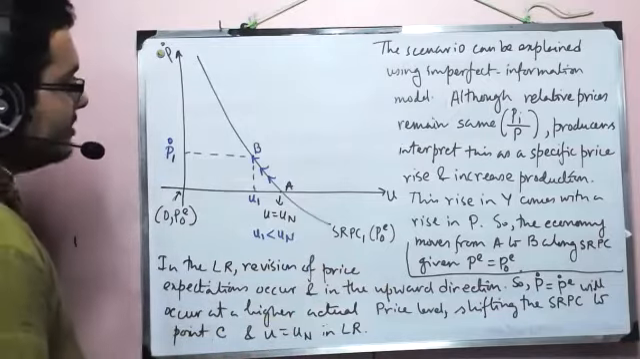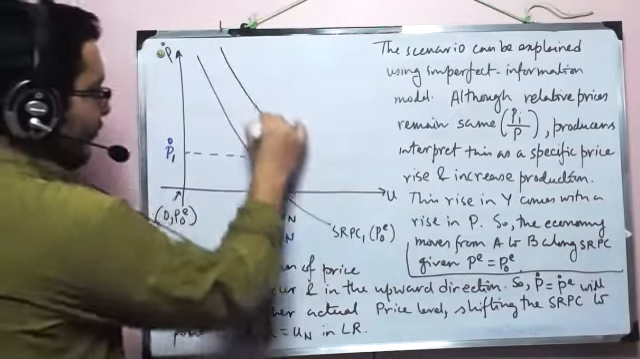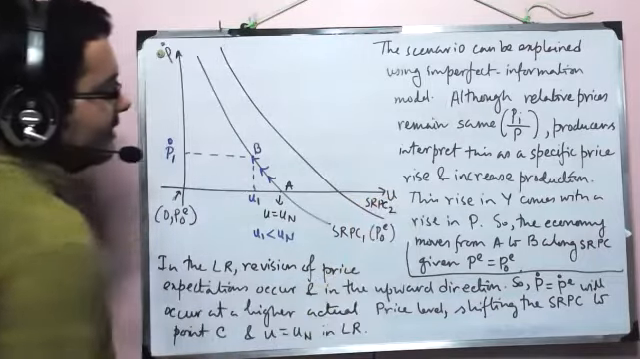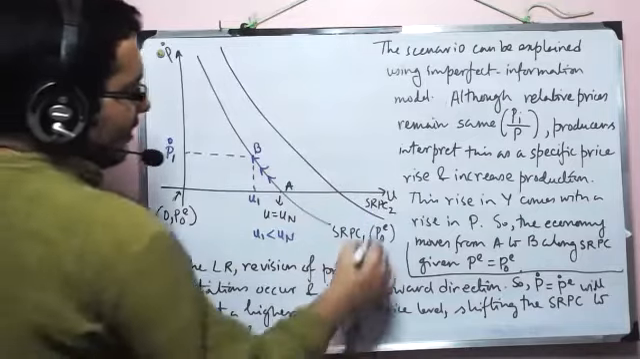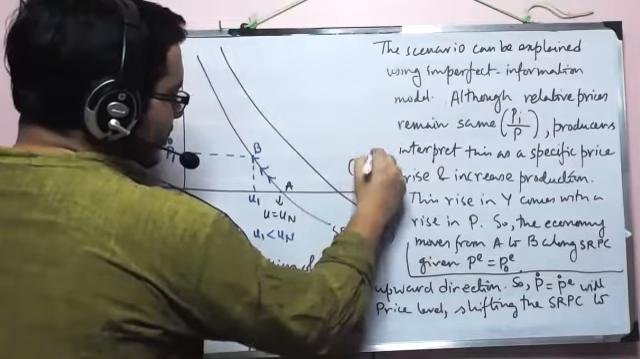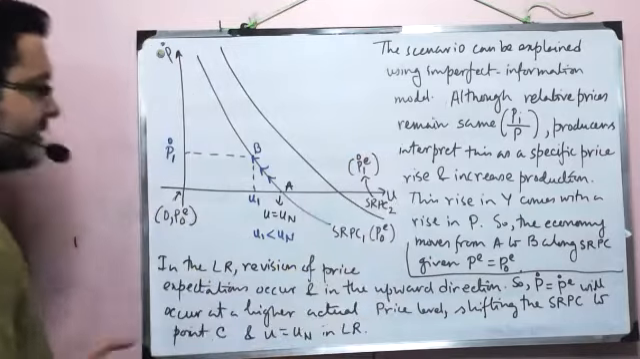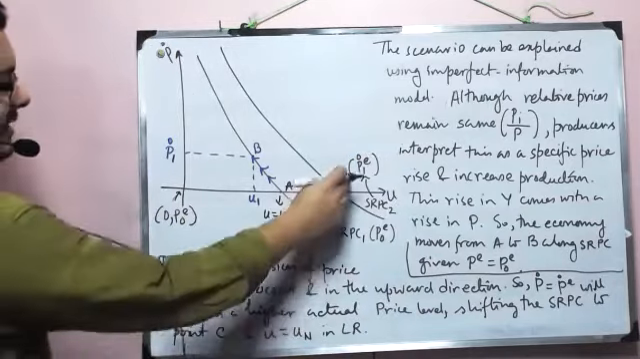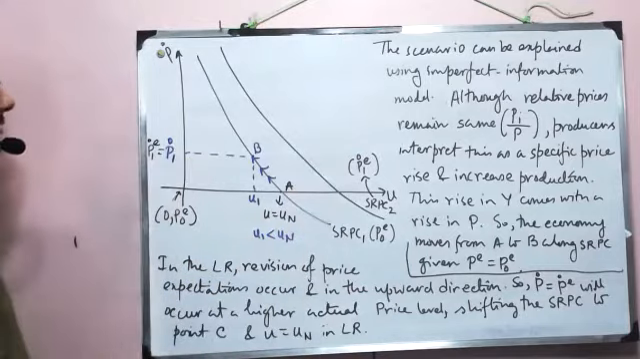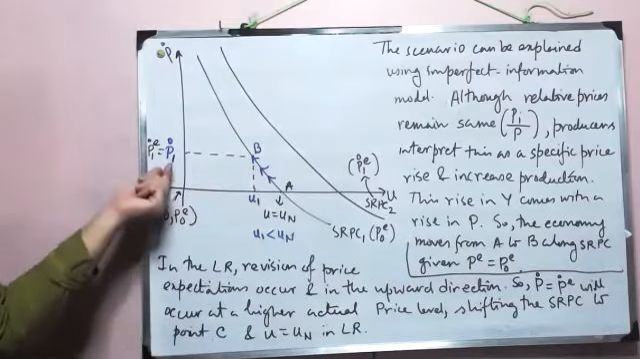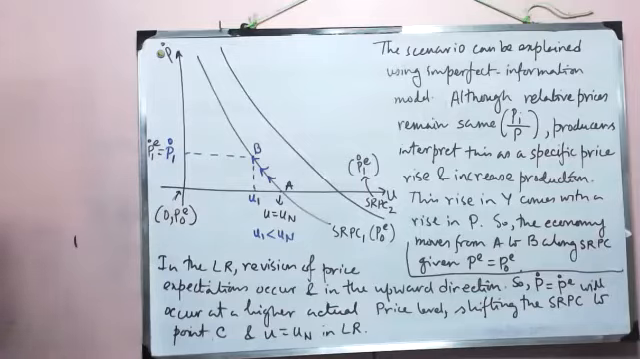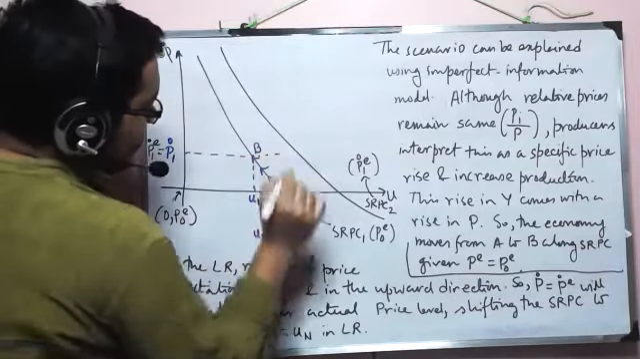Okay, so let's draw that. So this is SRPC2, and that's why I said that you leave some space on the right side. Okay, and let's say the corresponding expected price is P1E naught. For simplicity, what we are assuming is that this expected price change will be equal to the inflation rate that they just observed. Okay, so where is point C?